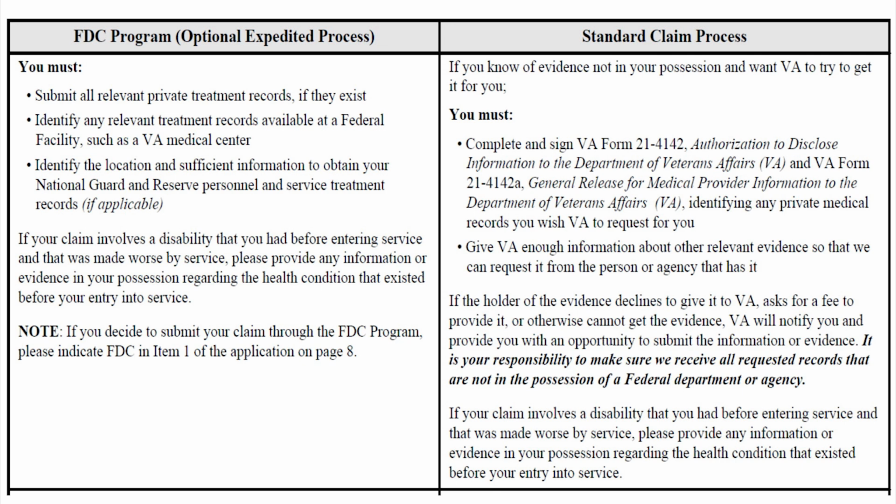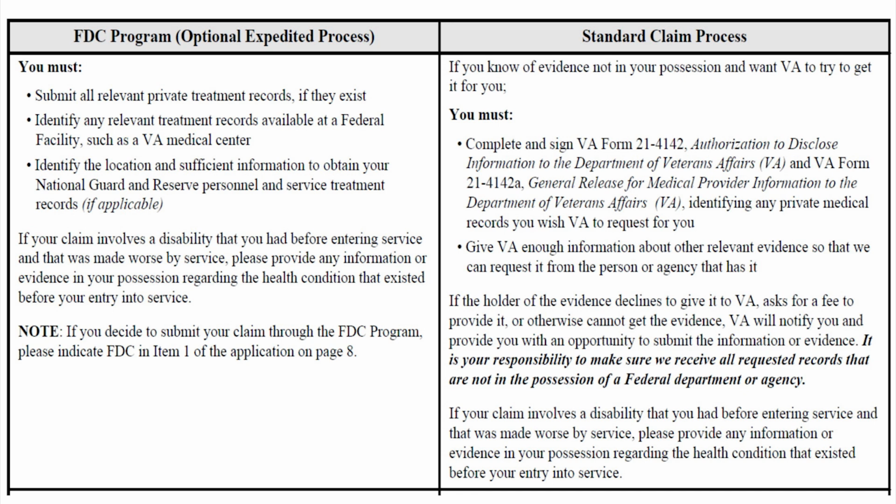On the left-hand side, for the FDC program, it says you must submit all relevant private treatment records if they exist, and identify any relevant treatment records available at a federal facility such as a VA medical center. Then the third bullet comment: identify the location and sufficient information to obtain your National Guard and Reserve personnel and service treatment records, if applicable.